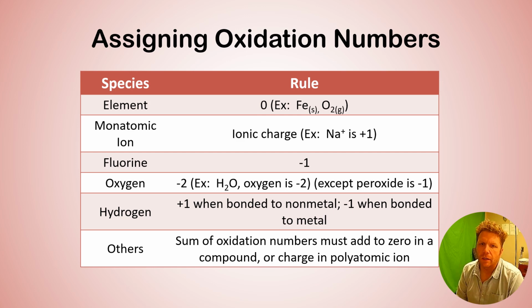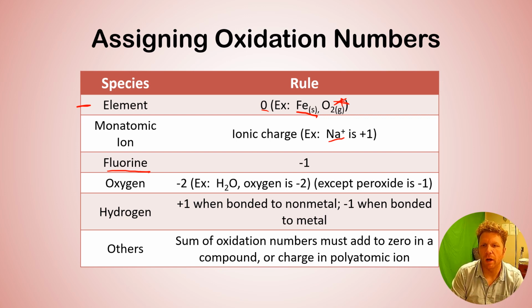Now, when it comes to assigning oxidation numbers, there are a couple of ways that you can do it, and a couple of ways that you can kind of visualize it. When we look at different species, over here in the left-hand side, this column, when we look at an element, so Fe, iron, listed as a solid, that would have an oxidation number of 0. Now, oxygen, O2, as a gas, that would also have an oxidation number of 0. A monatomic ion, well, sodium is +1, fluorine is -1. Oxygen outside of O2 is typically going to be -2.